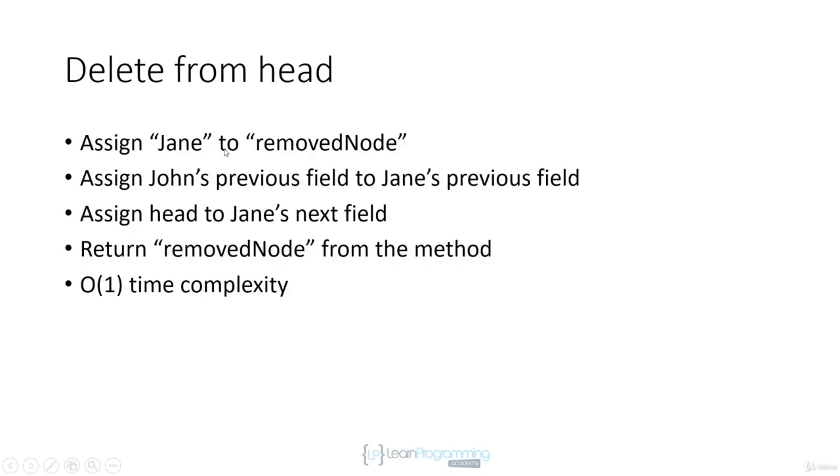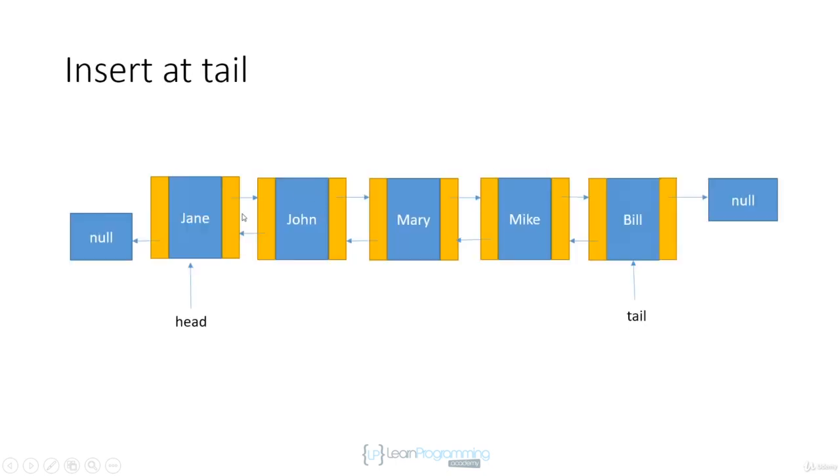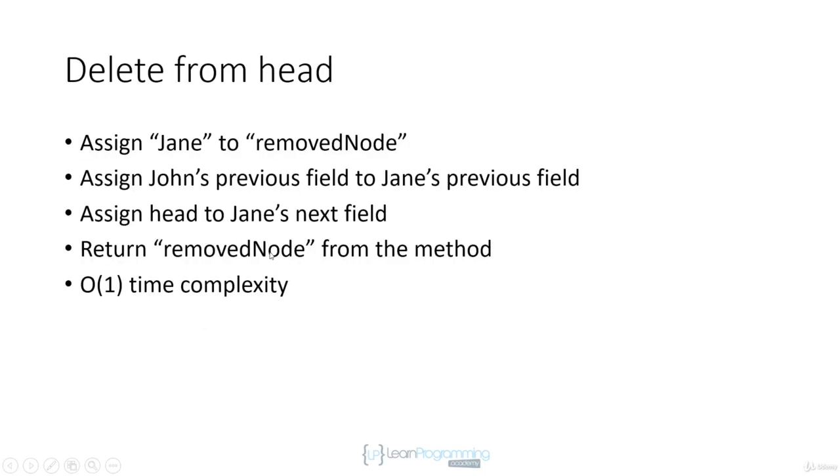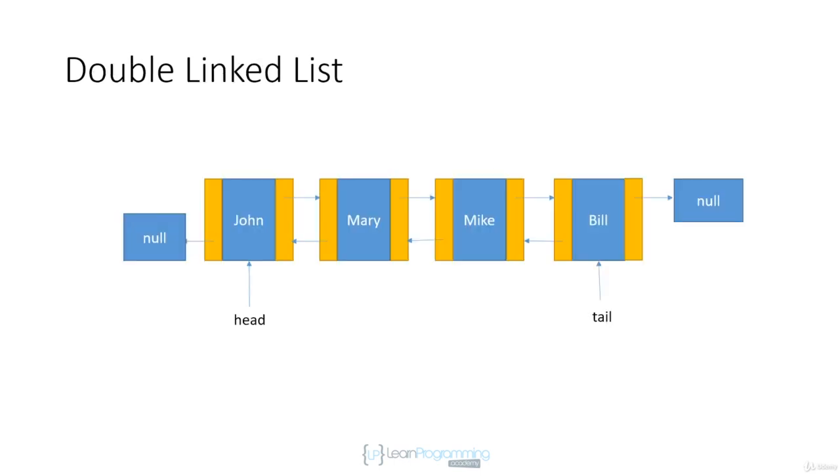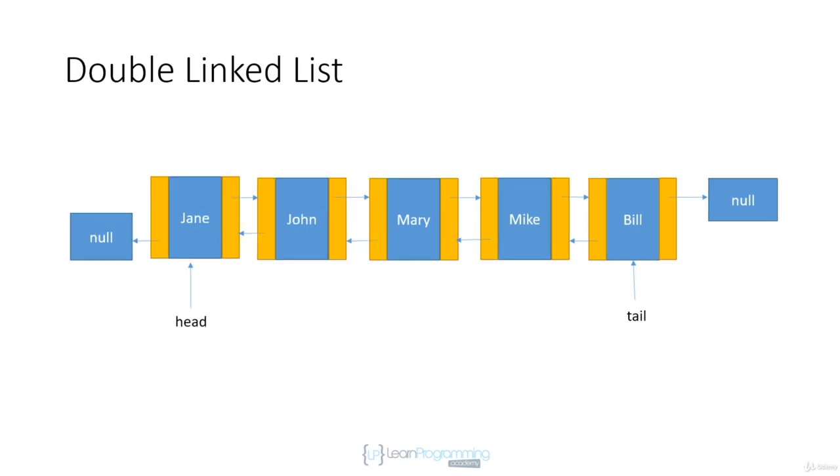So we're going to assign Jane to remove node. We're going to assign John's previous field to Jane's previous field. We're going to assign head to whatever's at Jane's next field, because Jane's next field is pointing to John, so we're going to assign John to head. And then we're going to return remove node from the method, and if we wanted to, we could clean up Jane's next field by setting it to null. We don't have to, but we could. And once again, that'll be constant time complexity. And so once we've gone through that, Jane will be gone, and John will be the new head of the list. So let's put Jane back in, and let's look at removing the tail instead.